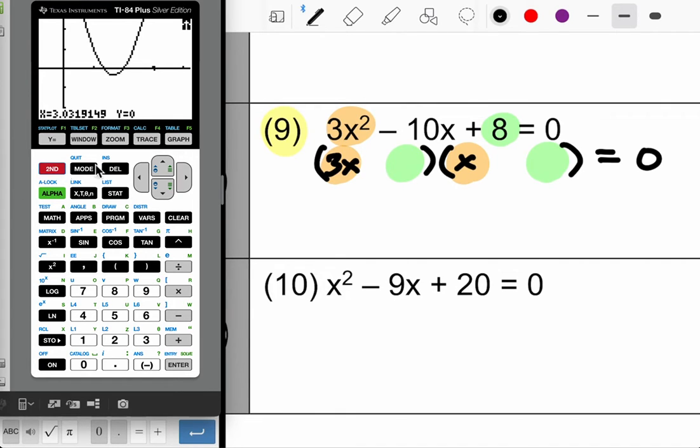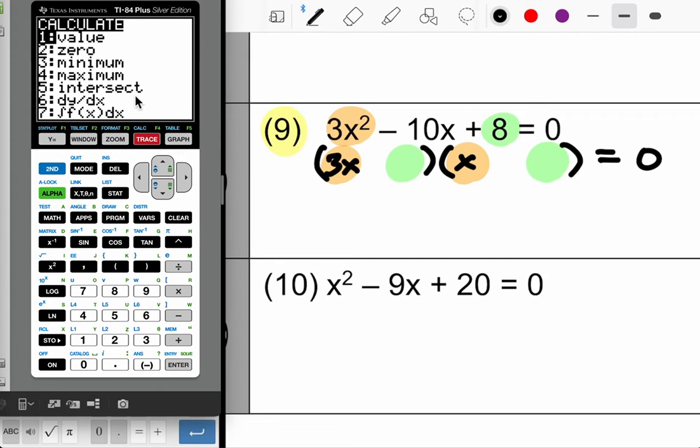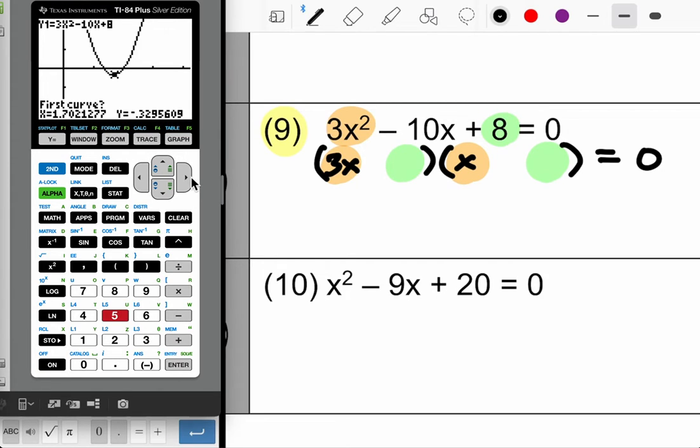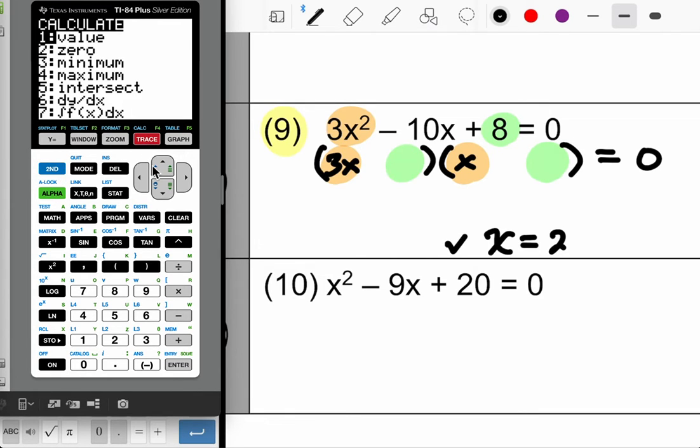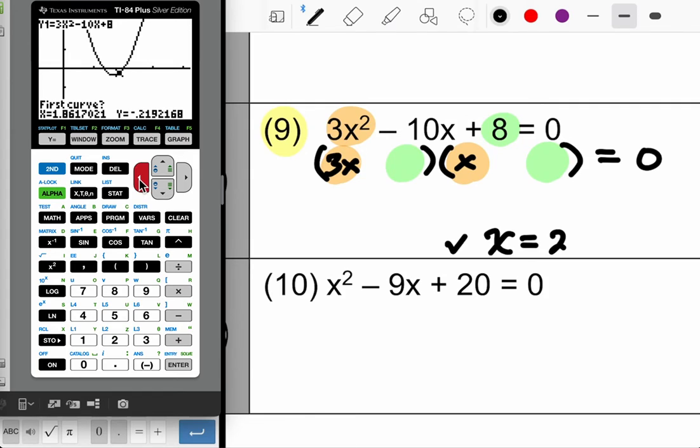So then I would use second trace option 5, which is intersect. I'll try it for this point. Enter, enter, enter. So that gives me a 2. So I know one of my solutions is x equals 2. The other one, second trace 5. And again, this is assuming that you couldn't figure out what the factors were. If you figure out what the factors were, that's great. But we get 1.3 repeated here.